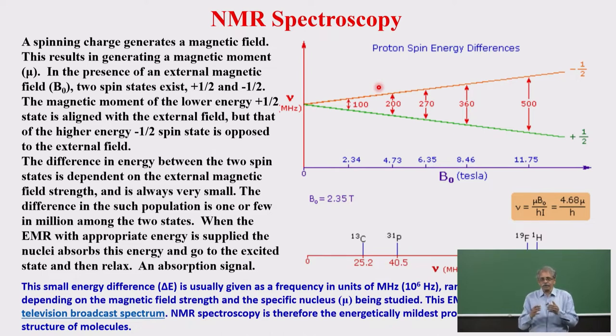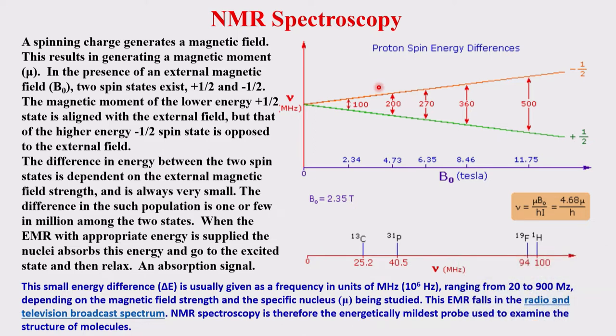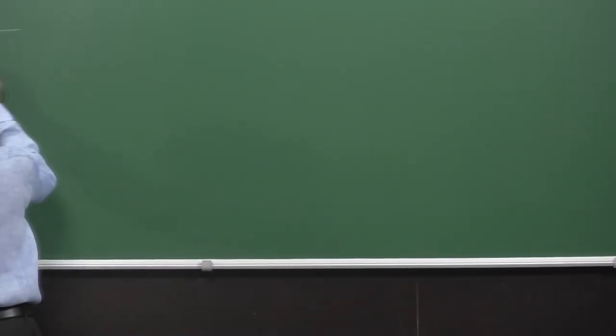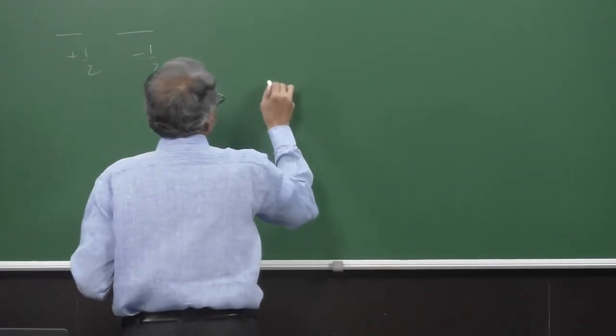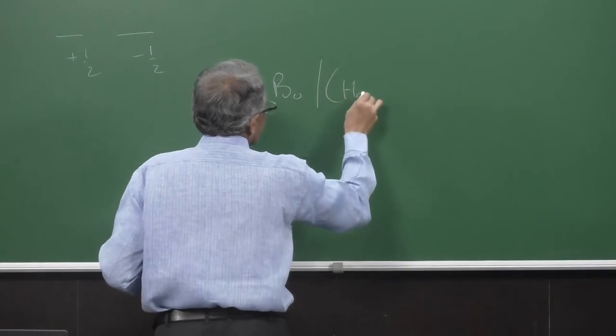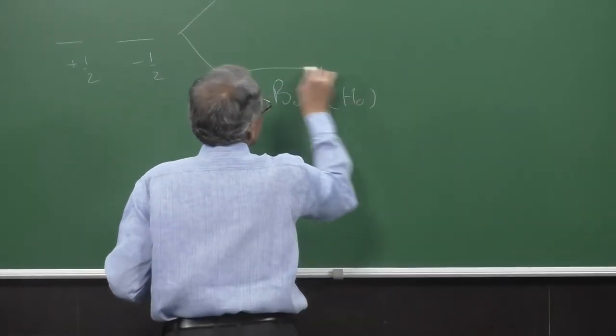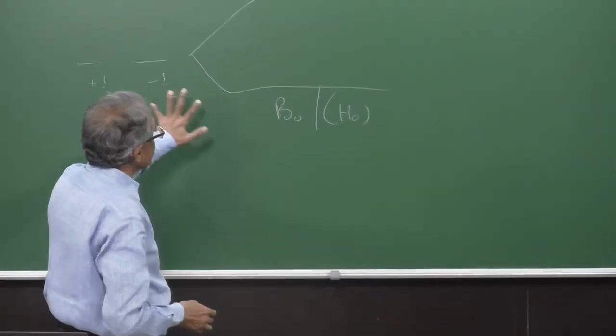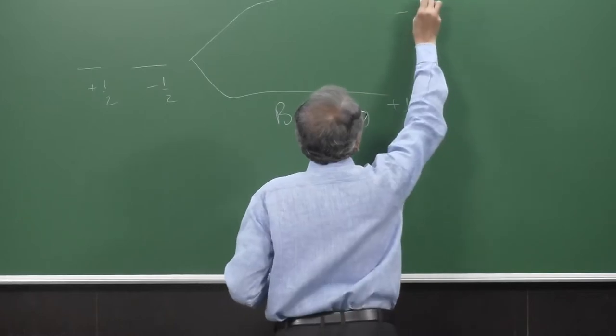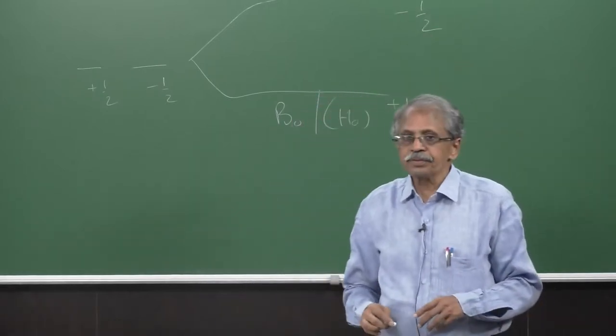You know that this comes from the nucleus, the nuclear spin. When you put the nuclear spin under an external magnetic field, what will happen? The nuclear spin has plus half and minus half, and these will get split into two levels. In the absence of a magnetic field, these are plus half and minus half. But under the magnetic field, B naught or H naught, the degeneracy is broken, and one of them comes into the plus half, another into the minus half.